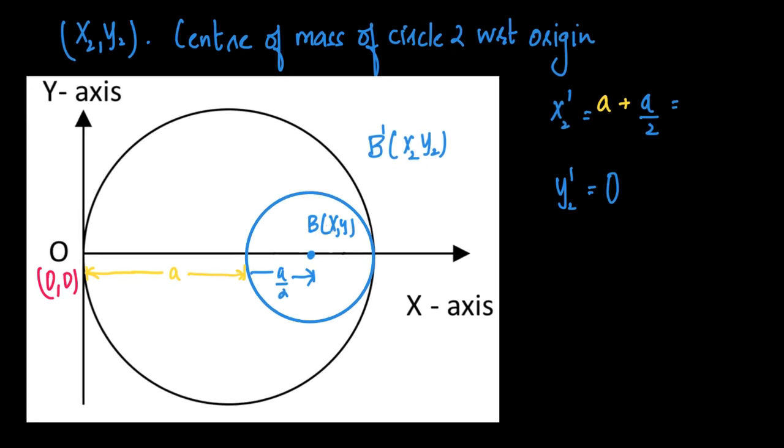So (x bar, y bar) is the center of mass of this circle, labeled with blue, whereas B dash represents (x2, y2), which is the center of mass of circle 2 with respect to origin, which will be equal to a plus a by 2, which is equal to 3a by 2. And since y bar is lying on the x-axis, y2 dash will be equal to 0, right?